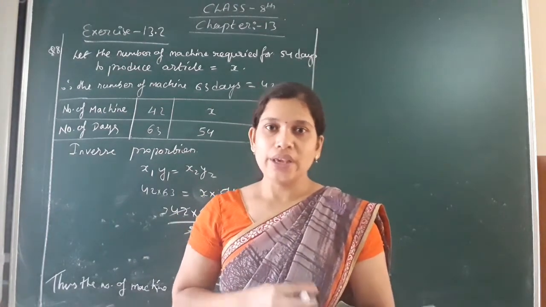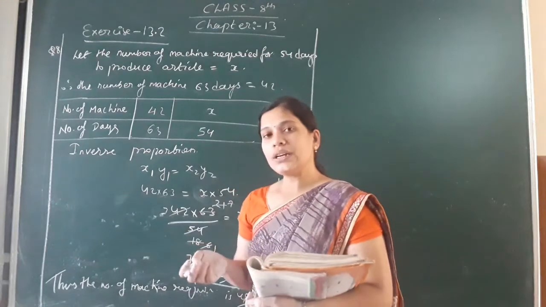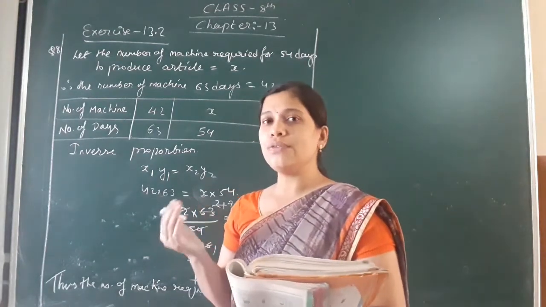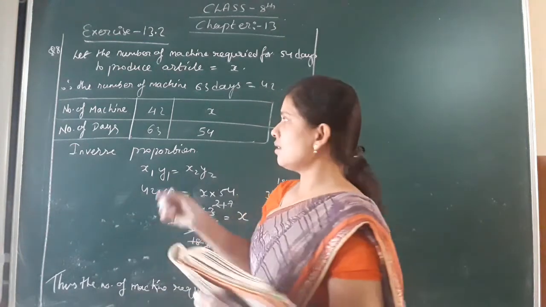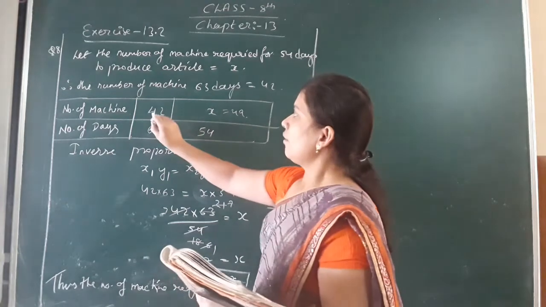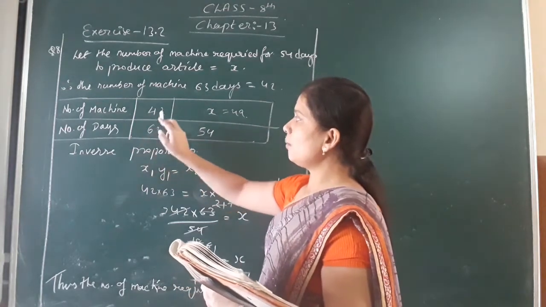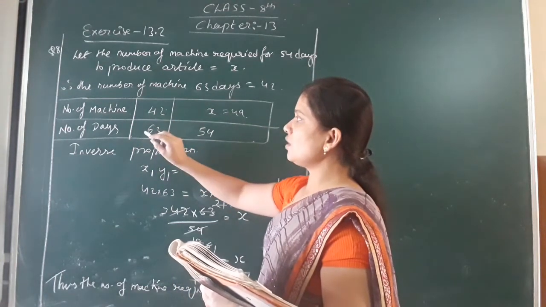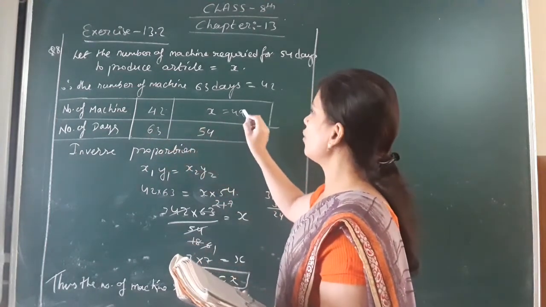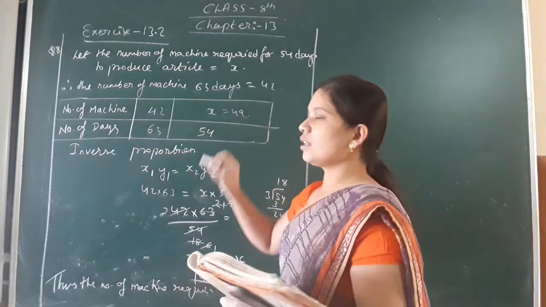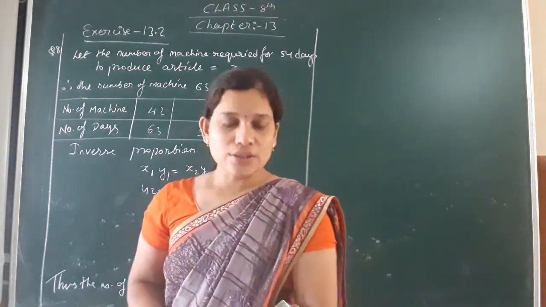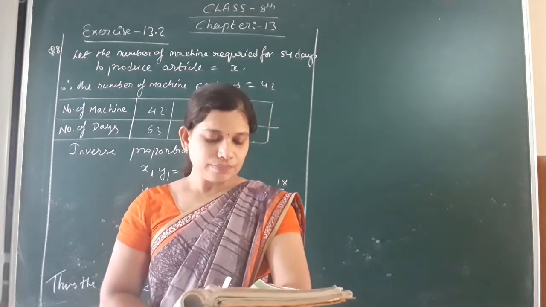Clear to everyone? Here we can see that when the value of x increases or decreases, the value of y decreases or increases, isn't it? So here the value is 49, here 42. The number of machines is less, the number of days is greater. So when the number of machines is larger, the number of days will be less. Clear to everyone? Now moving toward the next question, question number 9.